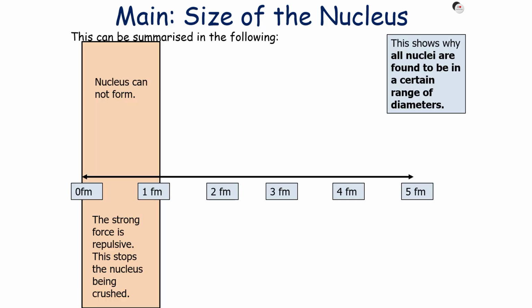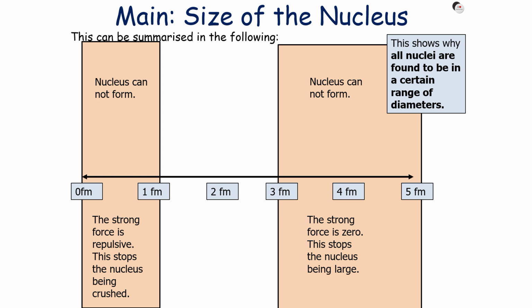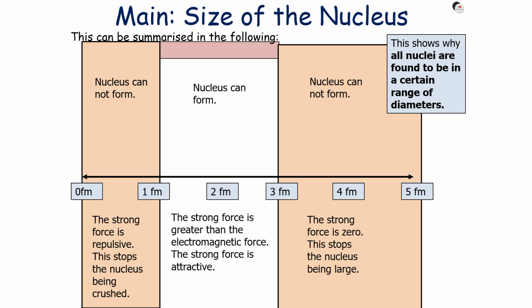So to summarize this, at distances less than about 1 femtometer, the nucleus can't form because the strong interaction is repulsive, so it stops the nucleus being crushed. At distances greater than 3 femtometers, nuclei can't form because the strong interaction is 0, so it stops the nucleus being too large, whilst in between here the nucleus can form because the strong interaction is greater than the electromagnetic interaction, so we've got our attractive strong interaction holding our nucleus together.